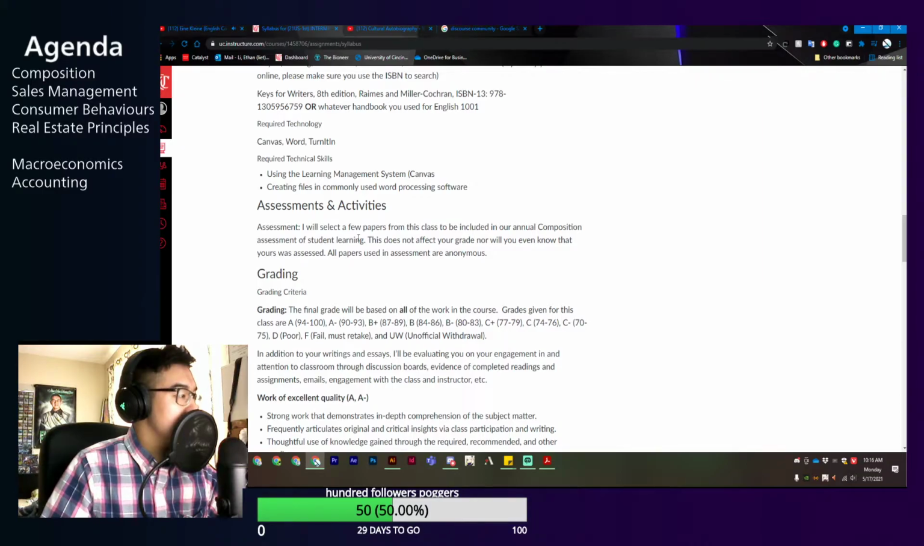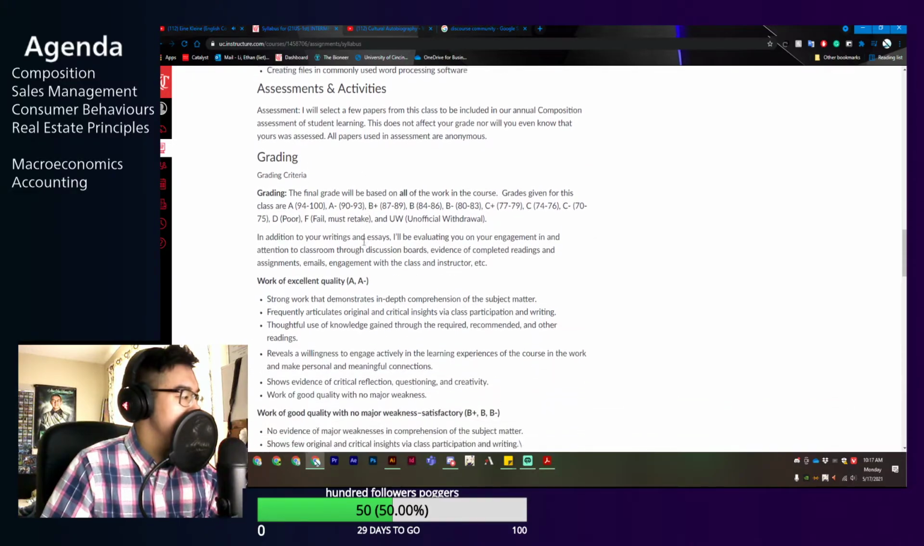Alright, I will select a few papers. It does not... What? What the hell does this even mean? I will select a few papers from this class to be included from our annual composition assessment. Okay, so I guess this is just them covering their butt, saying that they'll randomly select some.